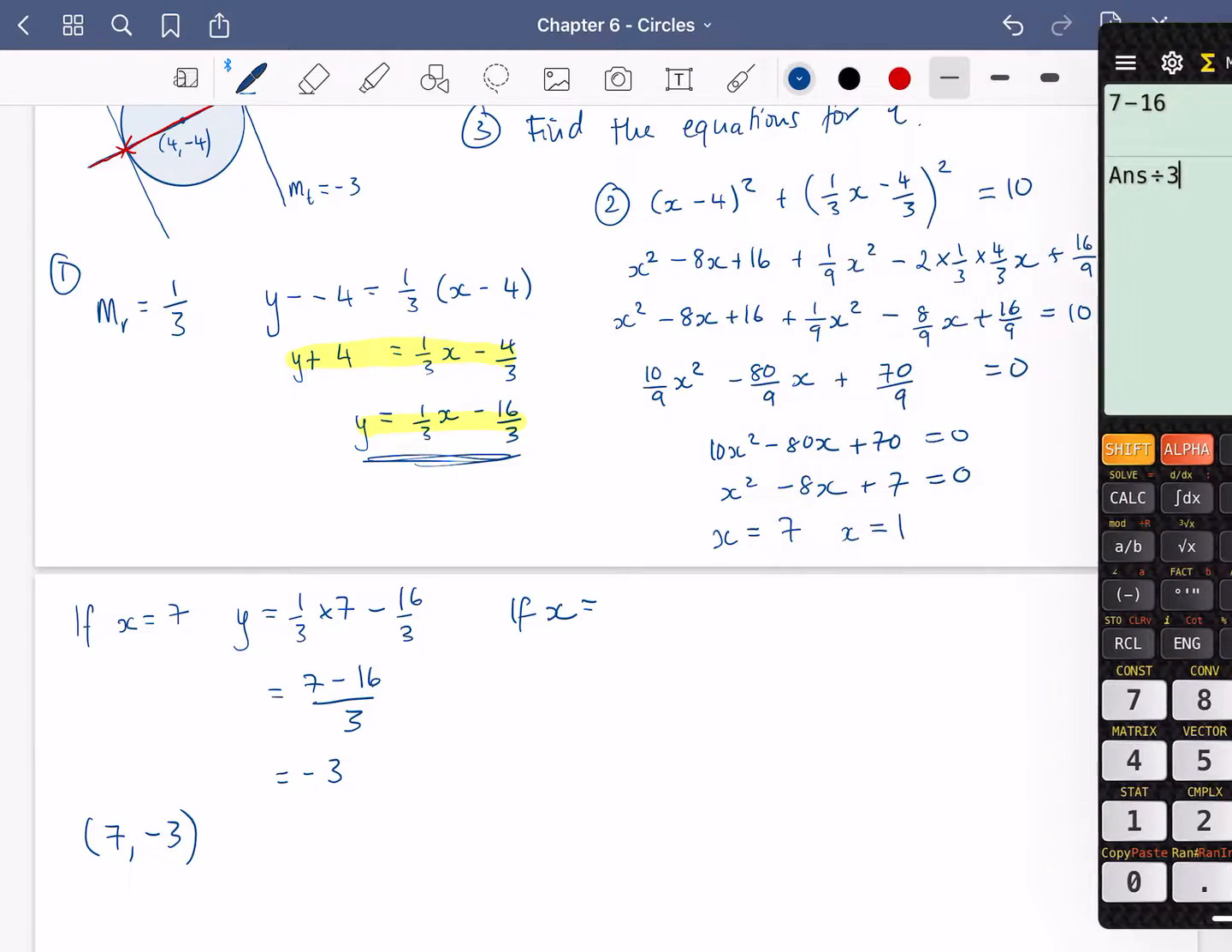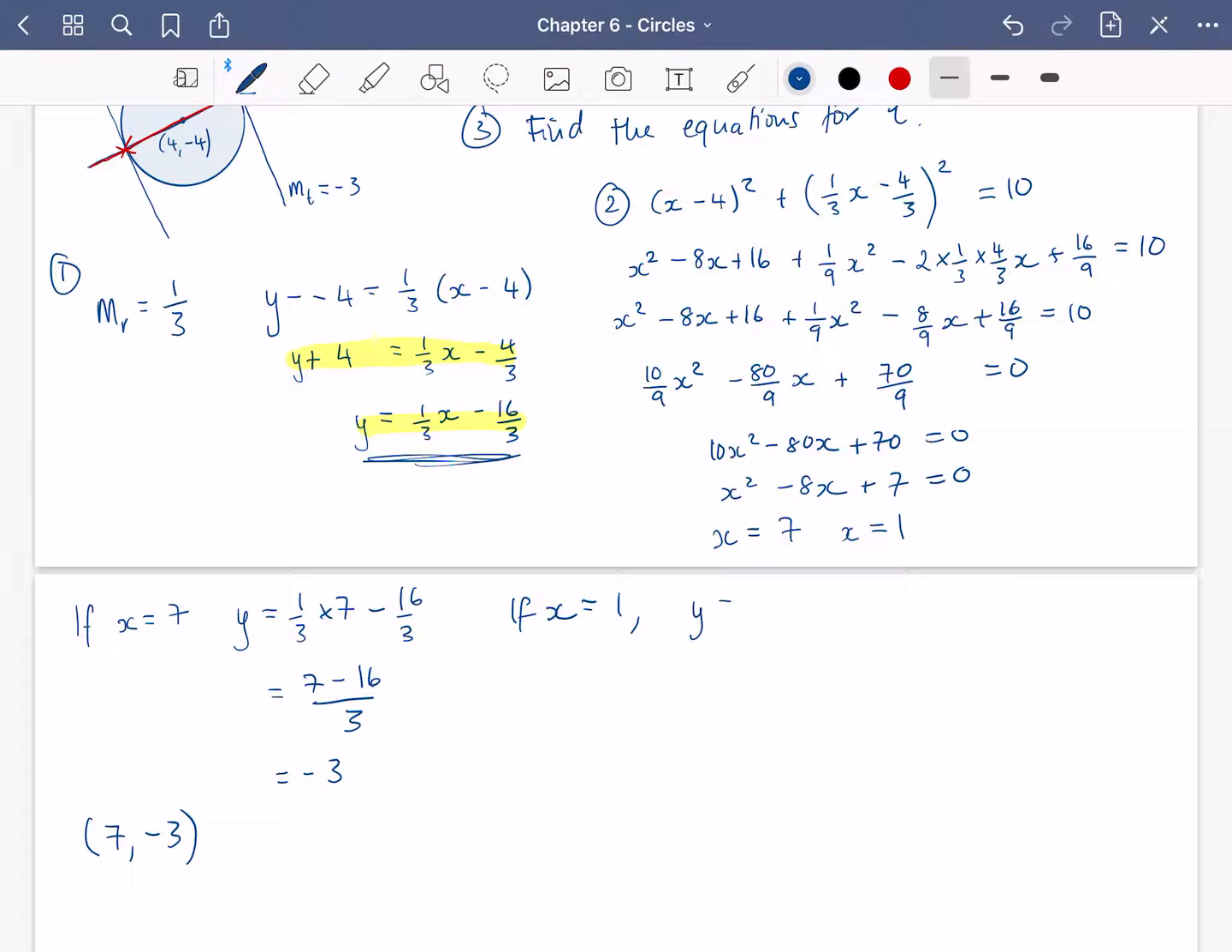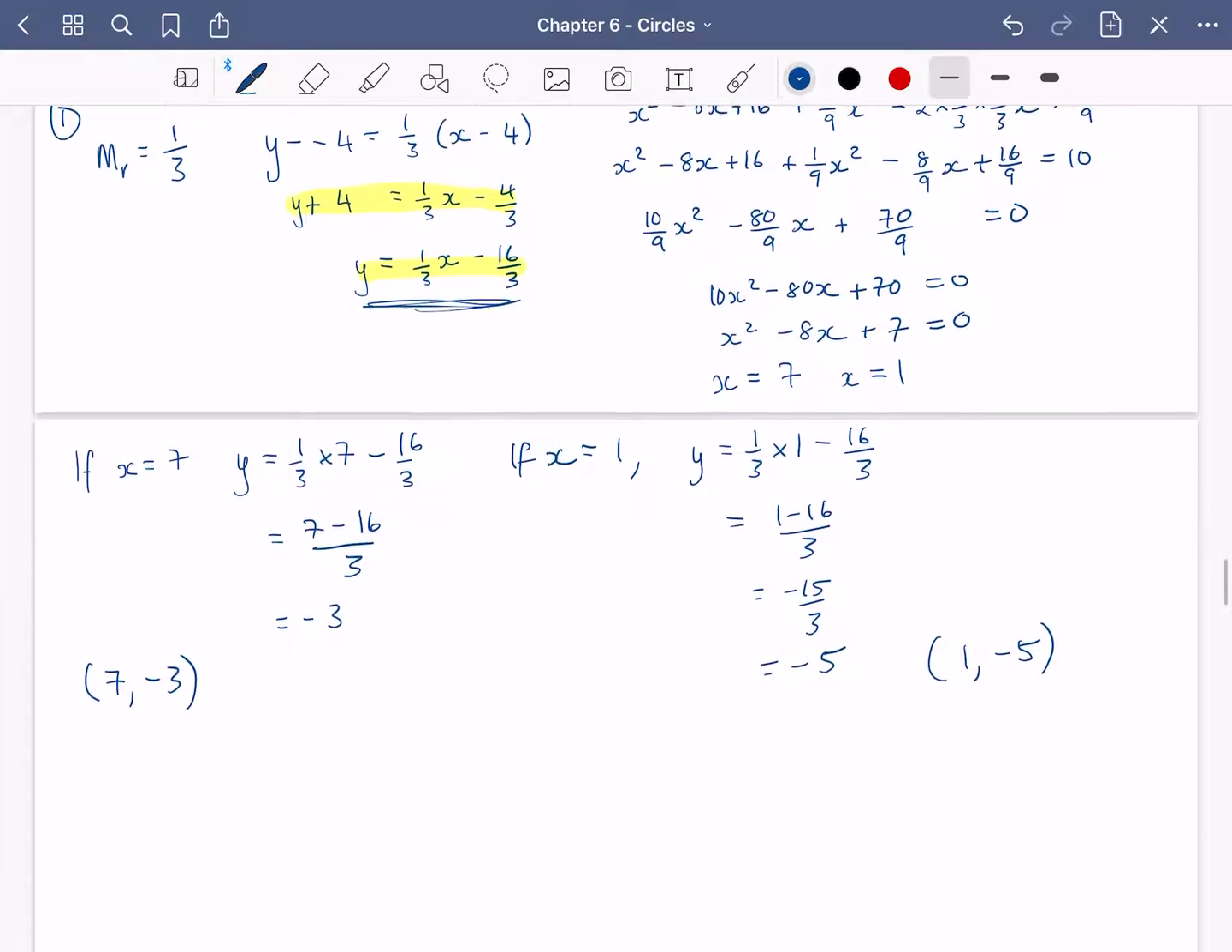And if x is equal to 1, then y is going to be a third multiplied by 1 minus 16 over 3. So that's 1 minus 16 over 3, or minus 15 over 3, which is minus 5. So we have 1, minus 5 here.